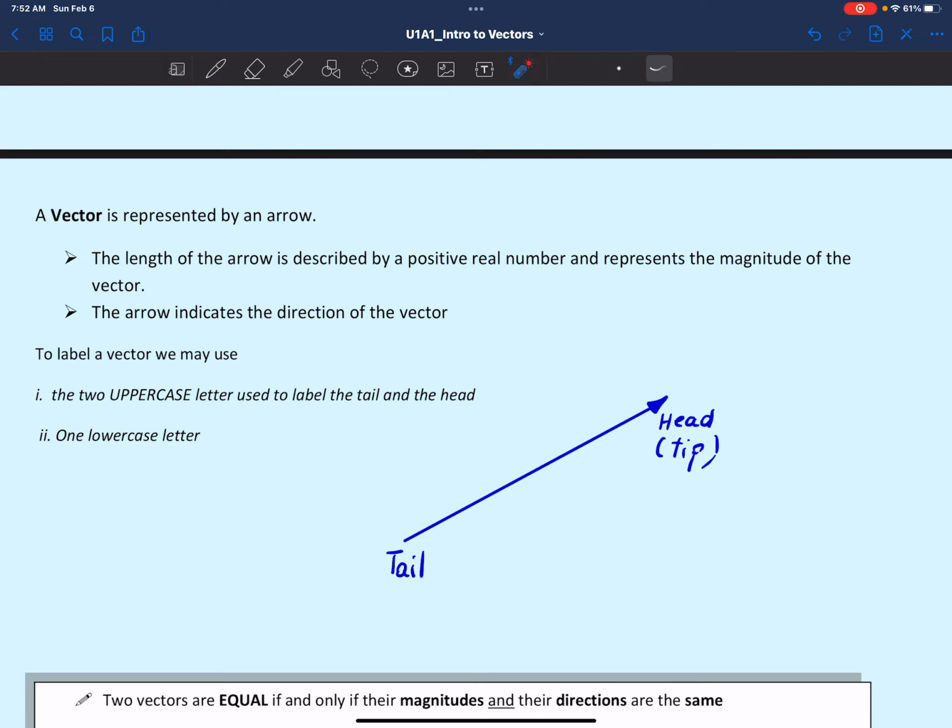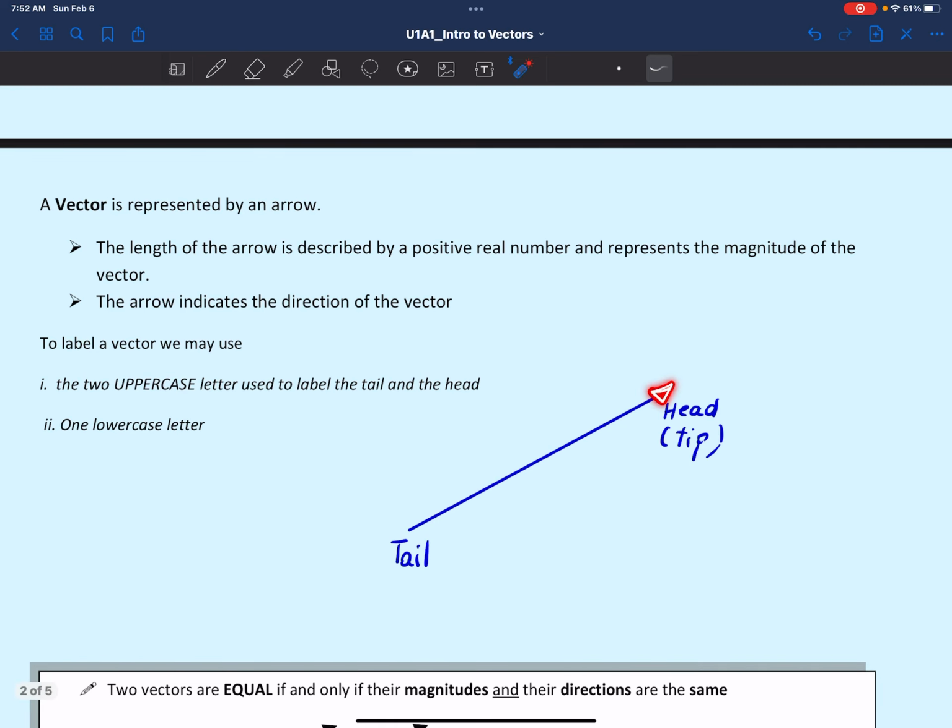Now, the length of this line segment will describe the size of the vector, and the arrow will describe the direction of it. Now, how do we label vectors when we are solving problems? So we need to communicate that. So normally we use uppercase letters for each end. So an uppercase letter for the tail, an uppercase letter for the head.